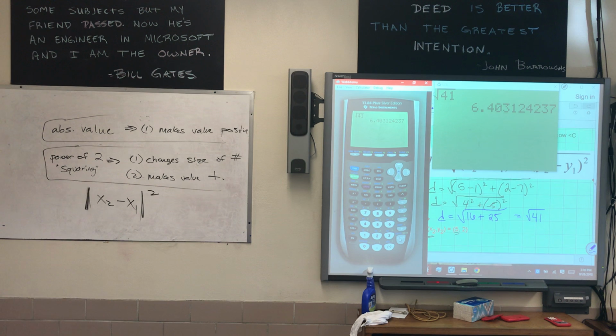Okay, 6.4. And they want to do this at this step right here. They want to take the square root. And they're going to go 4 squared. Perfectly fine so far. And then they want to go plus, and they go -5 squared.